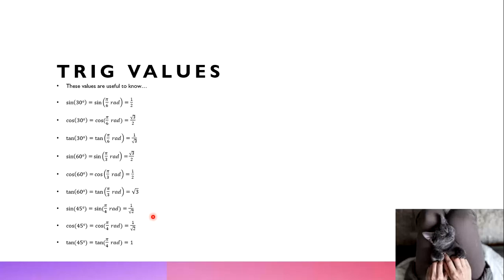Oh, I'm not sure if that's right or not. It might be actually. Let me double check. I've got my calculator here. Cos 45. Oh, it's in radians. Cos of pi over 4 is root 2 over 2, which is the same. It's just been rationalised. Sorry about that. Tan 45 is equal to tan of pi over 4, which equals 1.